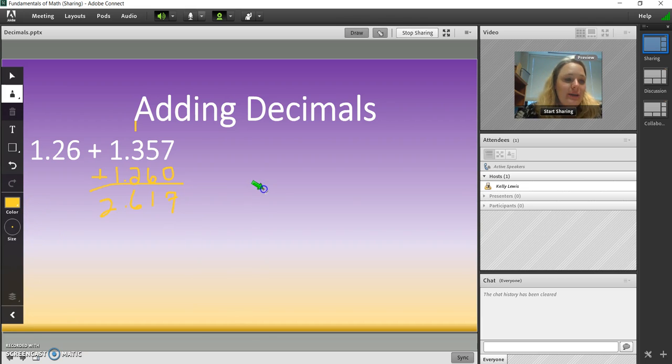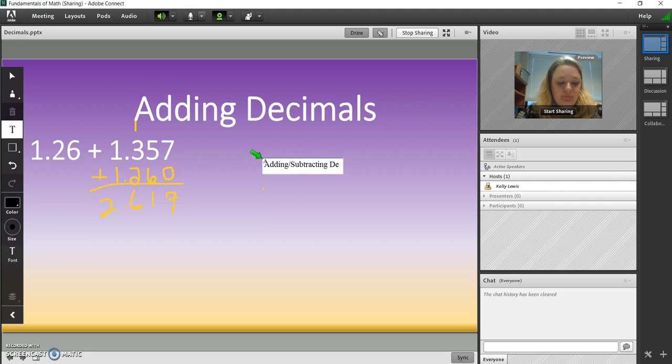Okay, so we get 2.619. Remember, when you add or subtract decimals, line up the decimal. And then we need to fill in any zeros for placeholders.